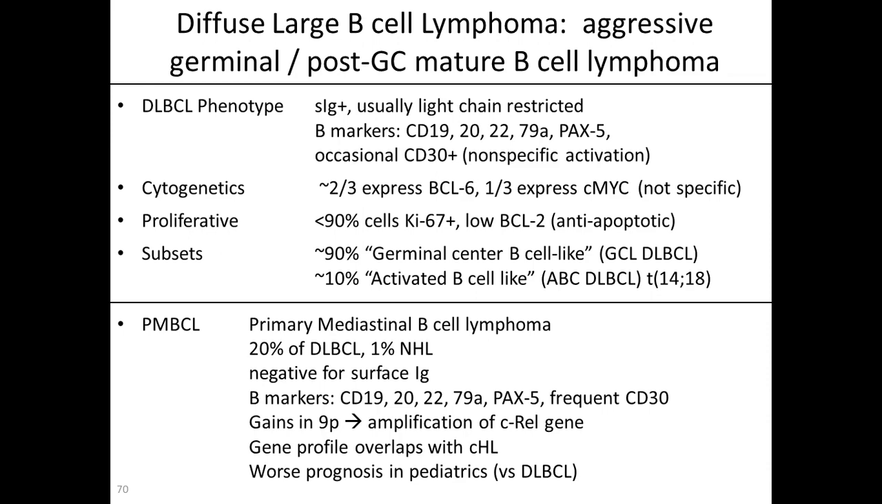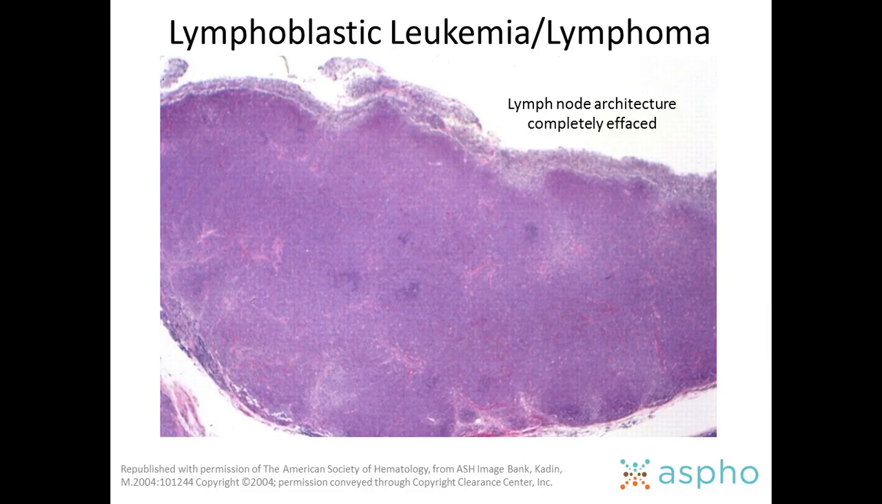Primary mediastinal B-cell lymphoma is about 20% of the large B-cell lymphomas, but it really only accounts for about 1% of non-Hodgkin lymphoma in kids. Unlike the other two that we talked about, these are negative for surface IgG. It does express B-cell markers. It'll frequently express CD30. It has some other recurring abnormalities, including GAIDS and 9p. Interestingly, the genetic profile more closely overlaps classic Hodgkin lymphoma than it does diffuse large B-cell lymphoma. And in pediatrics, it carries a worse prognosis than the other mature B-cell lymphomas.